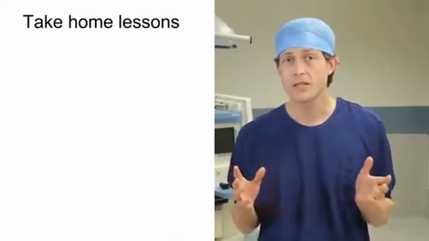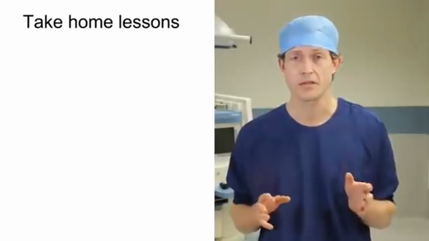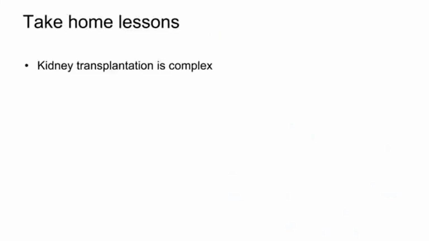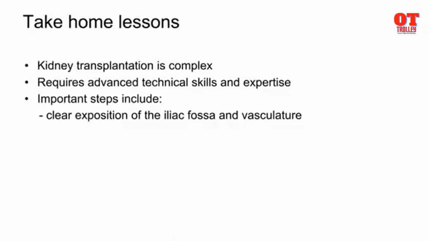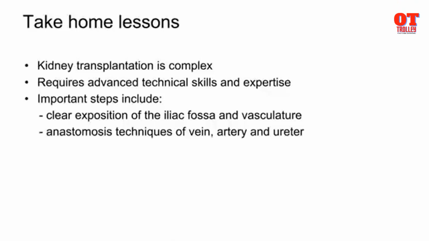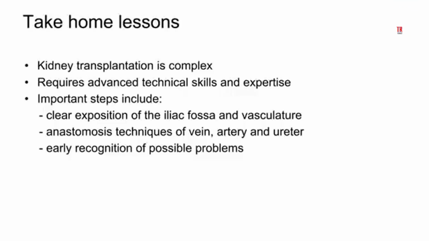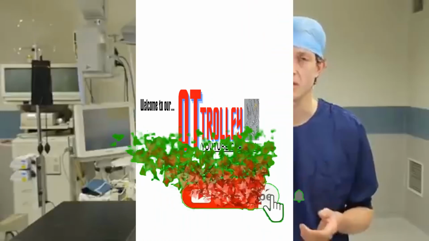So, we have now seen that kidney transplantation consists of different complex steps. It involves major blood vessels and requires advanced technical skills and expertise. Important steps include clear exposition of the iliac fossa and its vasculature, meticulous anastomosis techniques of vein, artery and ureter, and early recognition of possible problems. As you can imagine, the result of the procedure is depending on patient and donor kidney conditions, as well as the performance of the surgical team. The challenges and possible complications of this procedure will be discussed in another lecture.